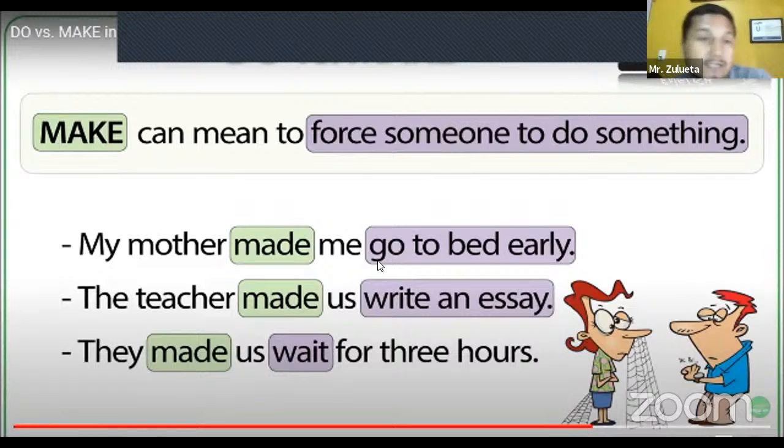Here, my mother made me go to bed early. Me hizo ir a acostarme temprano. The teacher made us write an essay. El maestro hizo que escribiéramos un ensayo. They made us wait for 3 hours. Nos hicieron esperar. Okay? It wasn't optional. It was an obligation, or they forced them. Okay? So take that in mind. Considérenlo. Considerar esto que acabamos de aprender.